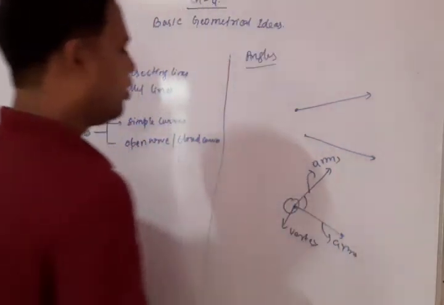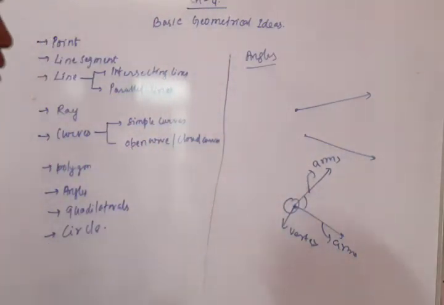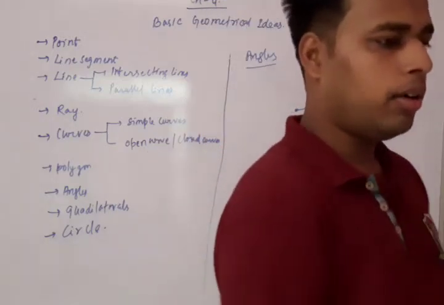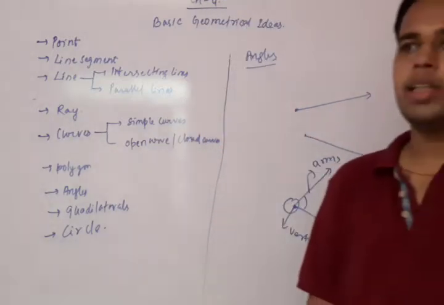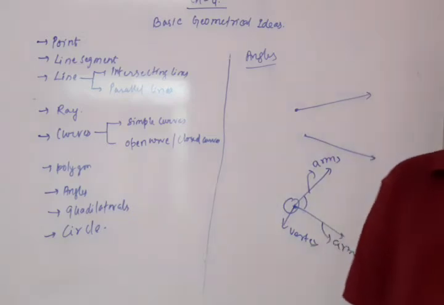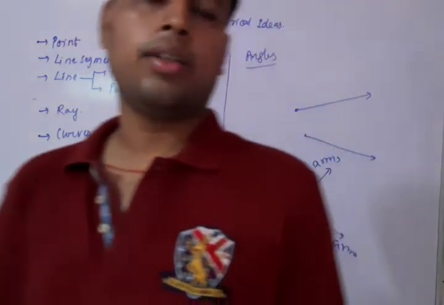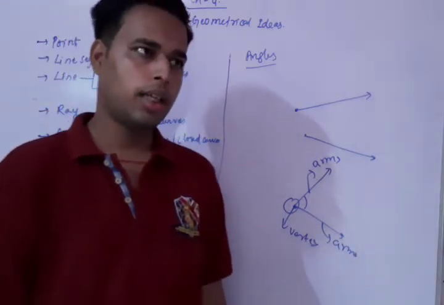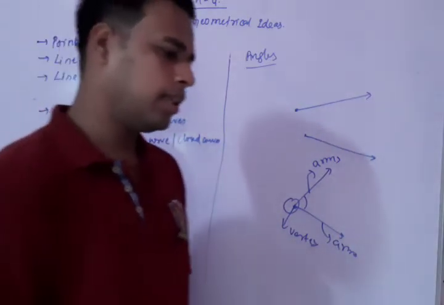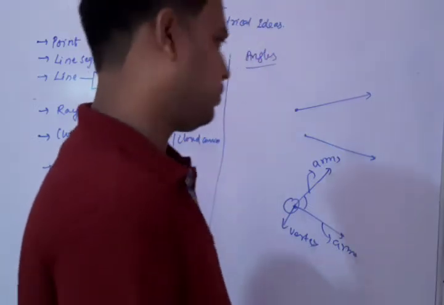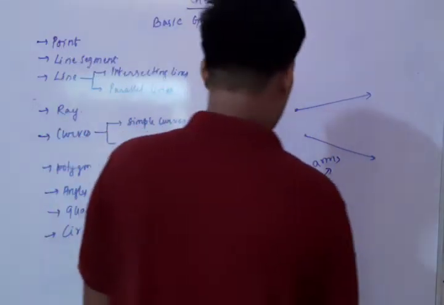Angles will be of 3 types: acute, obtuse and right angle, in this chapter. An acute angle is one whose value is less than 90 degrees, a right angle is 90 degrees, an obtuse angle is more than 90 and less than 180, and a straight angle is 180 degrees. So this is regarding angles.